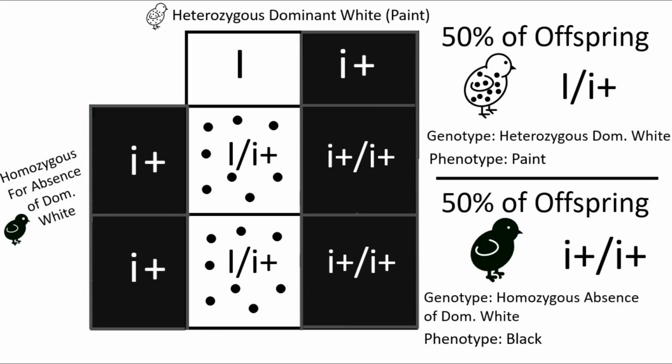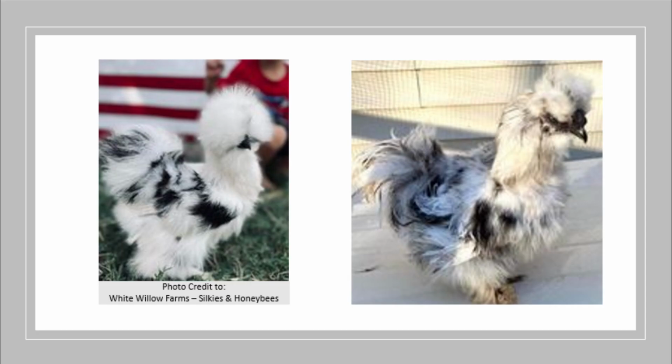The fourth pairing is paint x black. The genotype of the paint parent is I/i, and the genotype of the black parent is i/i. This pairing should result in 50% paint offspring with a genotype of I/i and 50% black offspring with a genotype of i/i. Some breeders have reported that the paint offspring that come from this pairing tend to have more black splotches than their paint parent. But again, this all has to do with gene expression.